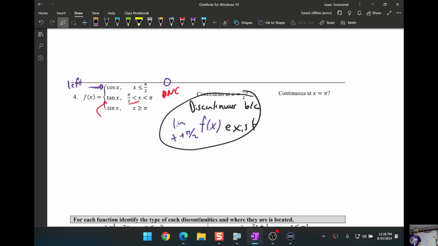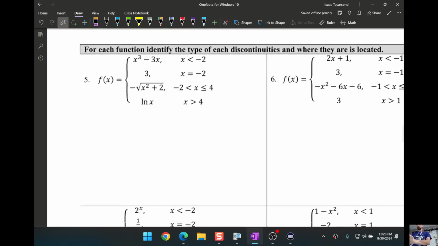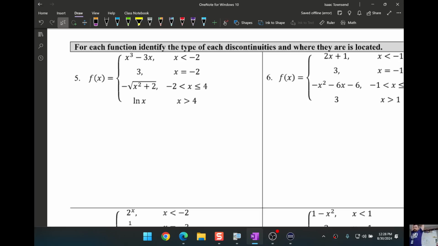Okay, does anybody else have one or two from this assignment 11 yet? Yeah. Number five. Question five. Okay, for each function, identify the type of each discontinuity and where they occur.